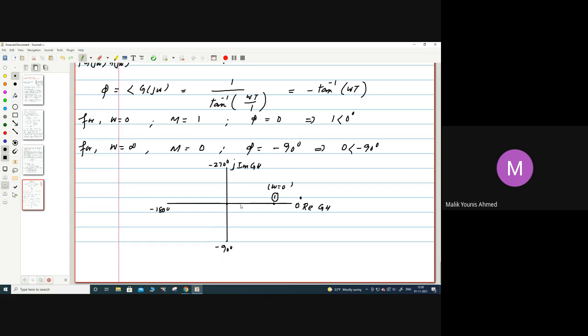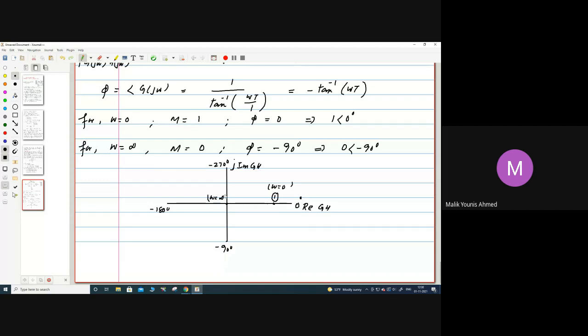So the angle is 0. I am writing that it will be a reference angle. 0 angle is the reference angle. So moving to omega equal to infinity. At omega equal to infinity, you can very clearly see the angle is 90, but the magnitude is 0. So that should be somewhere at the origin. So here it will be omega equal to infinity.